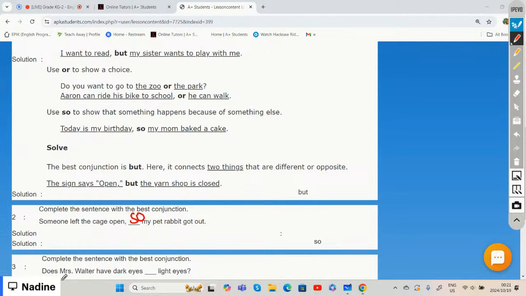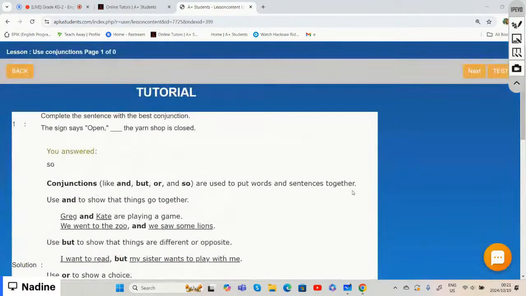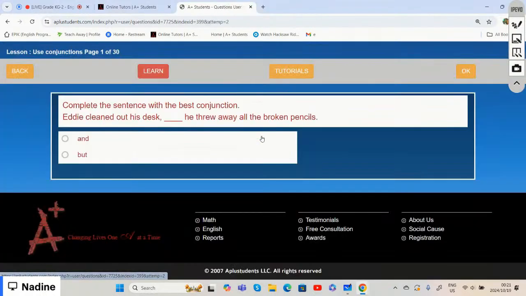All right. So now we say that these are conjunctions, and our conjunctions are words like and, but, or, and so. That is our conjunctions, and we need to know when and how to use them. All right, so now we're going to our test.